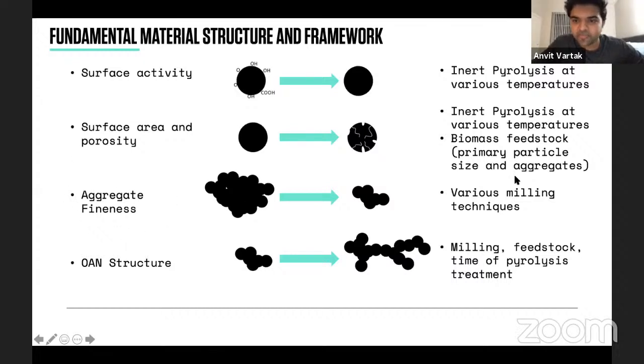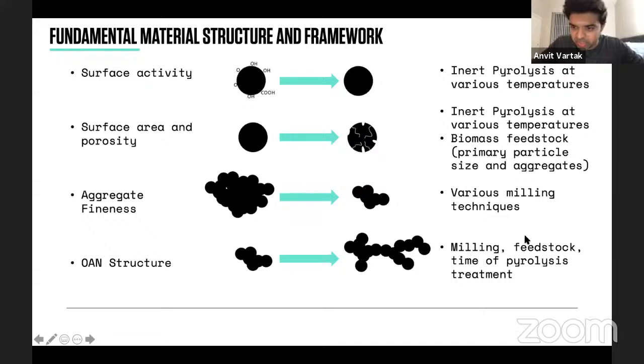Aggregate fineness by various milling techniques, as we saw those larger chunks broken down using a coffee grinder, and then later some of those non-visually representable large particles being broken down by milling, as we checked using the paste method. And then the OAN structure, which is a specialized method to check how long these chains of particles are. And we tuned that by multiple techniques because we saw characterization and we checked time and time again.